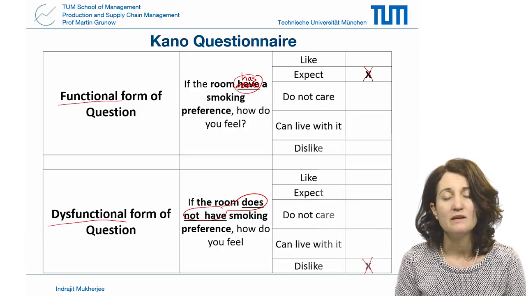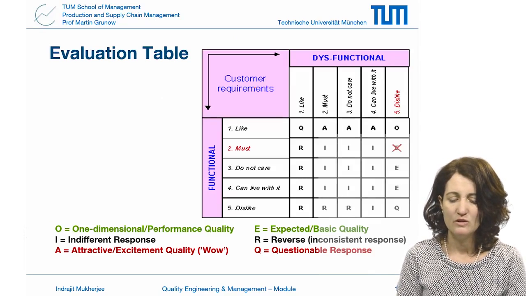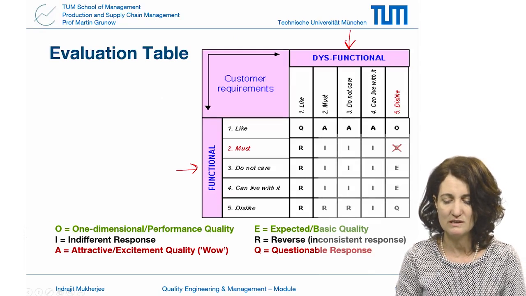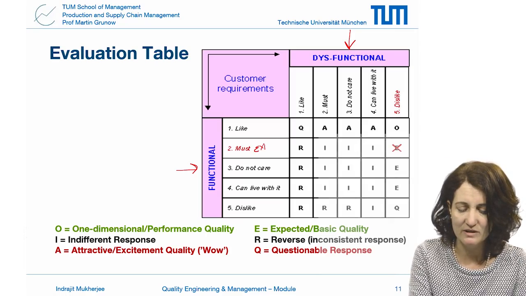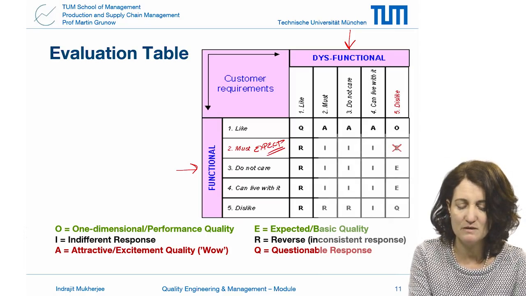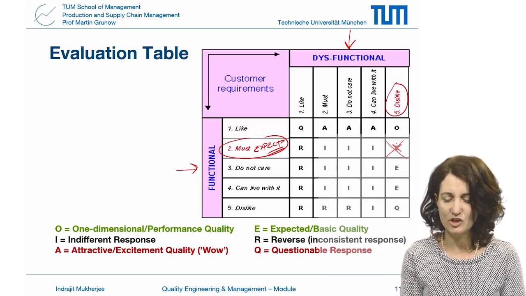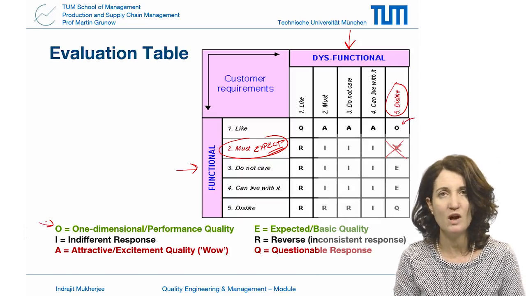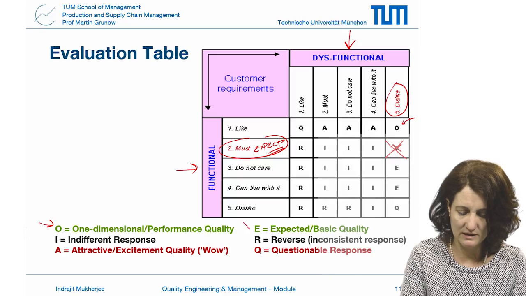Now what we want to do is to graph these in an evaluation table. And it looks like this. So you have on this side the functional question response, and on this side the dysfunctional response. So I said for the functional question, does my room have a smoking preference? I expect that. It must be there. But if it doesn't, then I dislike it. And so in this table, we see the different attributes. We see the O indicating the performance, the one-dimensional quality. This is the linear increase we talked about.